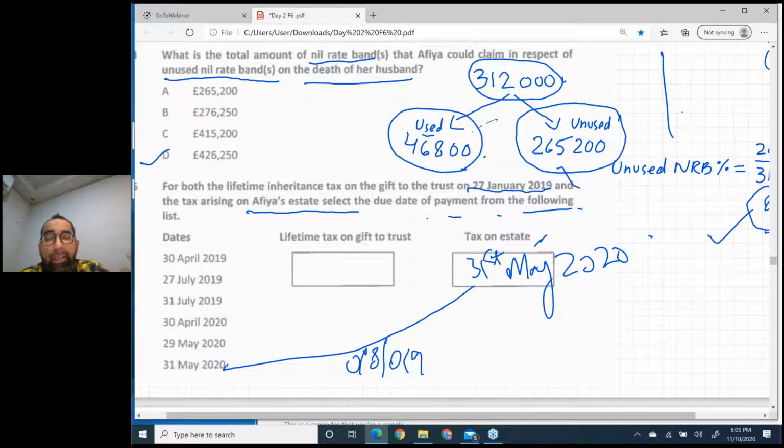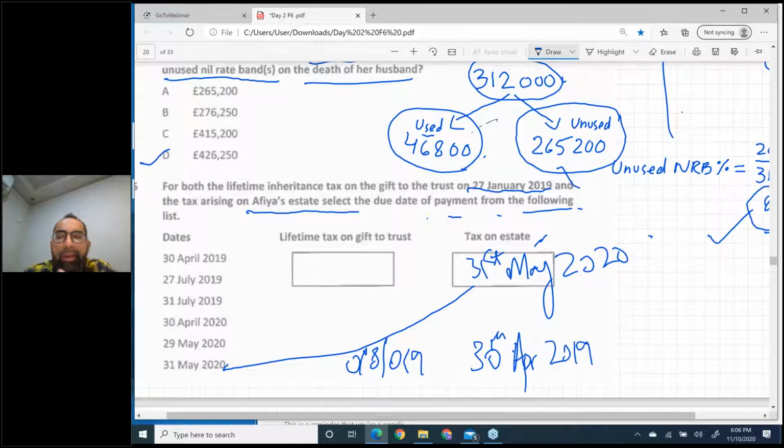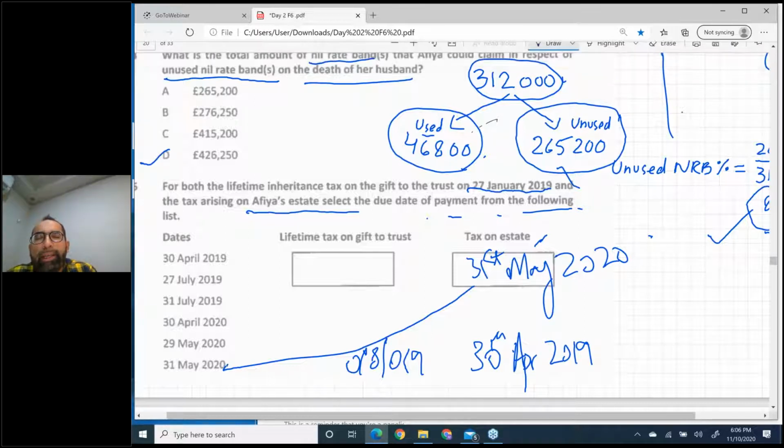Now let me tell you the first date. The first due date is 30th April following the end of the tax year in which the gift arises. The gift arises in 2018/19, and after that the 30th April that comes is 30th April 2019. So keep this date in mind: 30th April 2019.